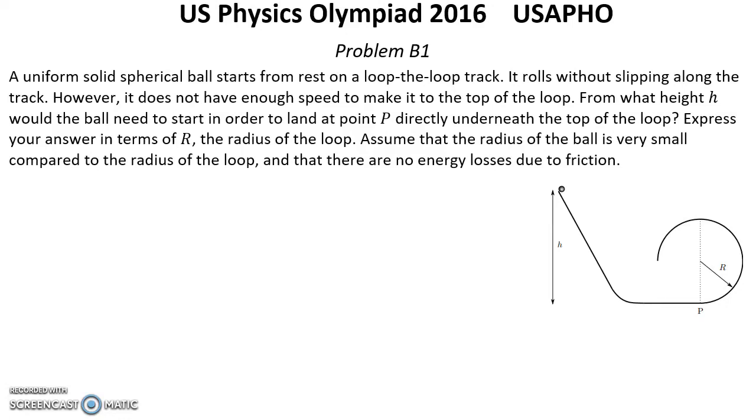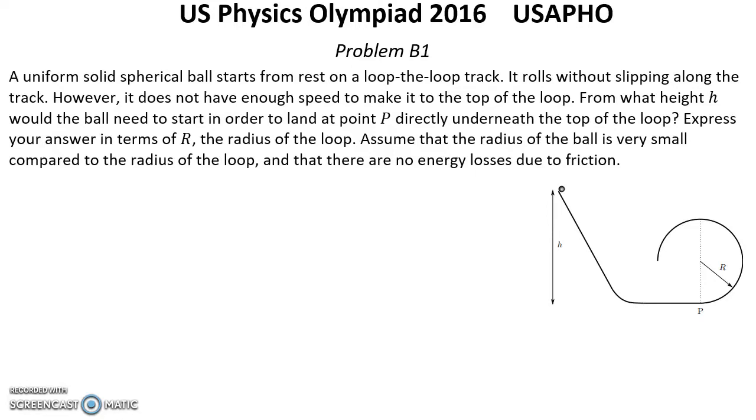Problem B1. A uniform solid spherical ball starts from rest on a loop track. It rolls without slipping along the track. However, it does not have enough speed to make it to the top of the loop. From what height h would the ball need to start in order to land at point P directly underneath the top of the loop? Express your answer in terms of r, the radius of the loop.